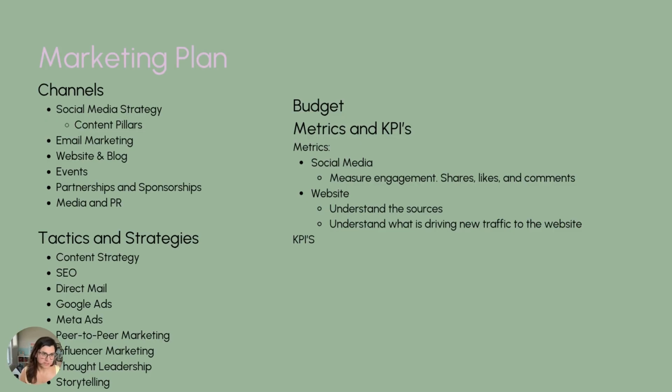Then we go to the marketing plan. The marketing plan covers the channels, the tactics and strategies, the budget, and the metrics and KPIs we're measuring. For channels, it all depends on your capacity, your priorities, and your goals. But I'll add a social media strategy with content pillars. I usually have only 3 content pillars per strategy. Then depending on you, email marketing, if it makes sense. Email marketing is big right now, so I suggest you have that.